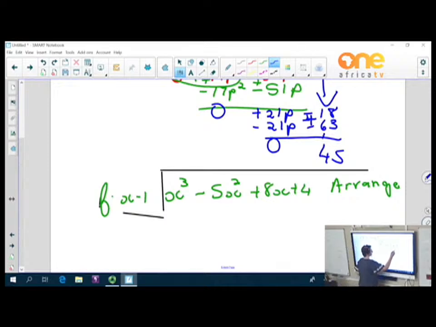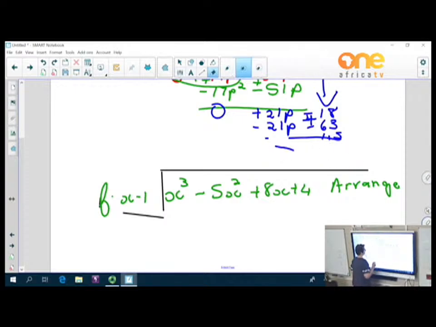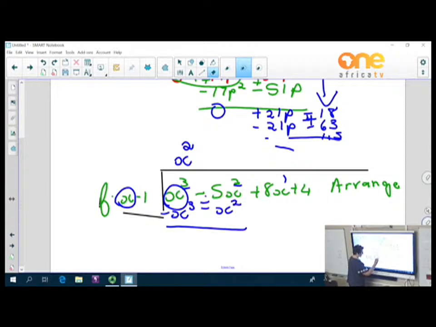Number F. Okay. Again, I have arranged this one. Can you see? 3, 2, 1, and the constant. You must rearrange it. So, easy. It divides x squared. I multiply x3 minus x squared. I want to subtract, so I change the second signs. So this gives you negative 4x squared, and we bring down the positive 8x.